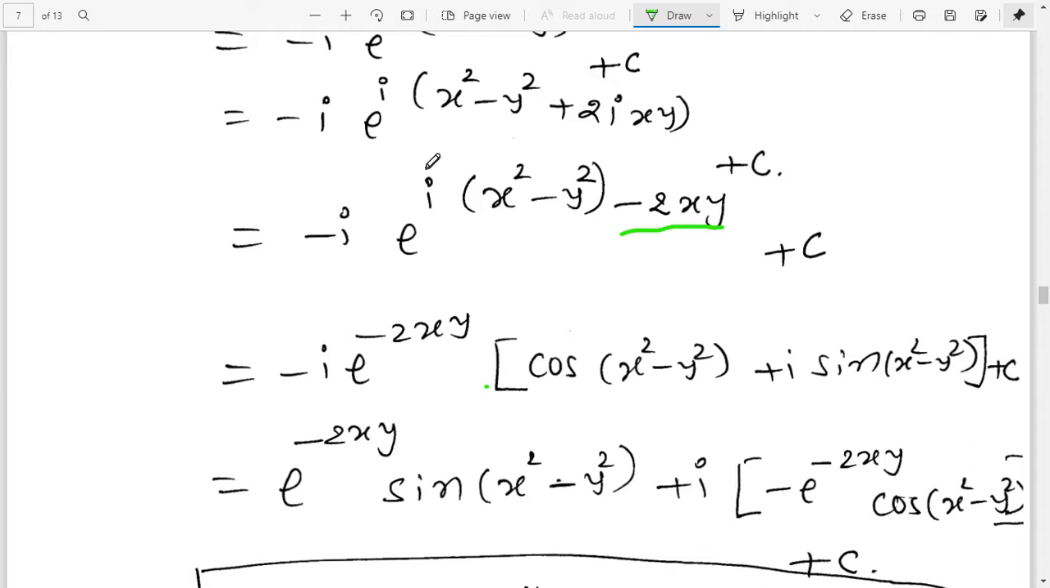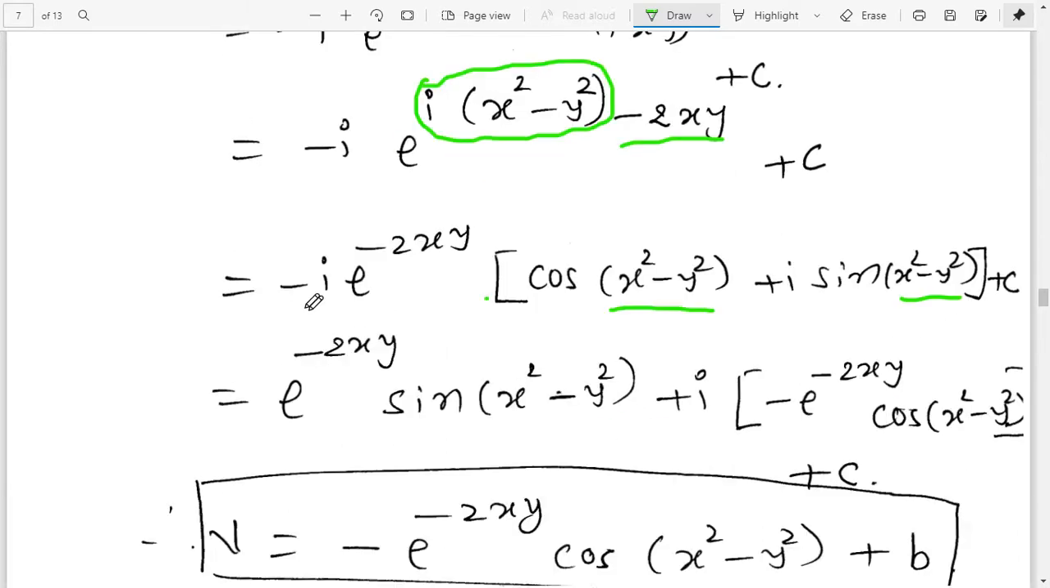e^(i(x² − y²)). We can write e^(i(x² − y²)) equal to cos(x² − y²) + i sin(x² − y²). Now multiplying −i in the bracket, we get e^(−2xy) sin(x² − y²) plus i times −e^(−2xy) cos(x² − y²) plus constant.